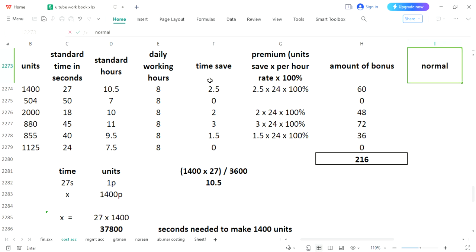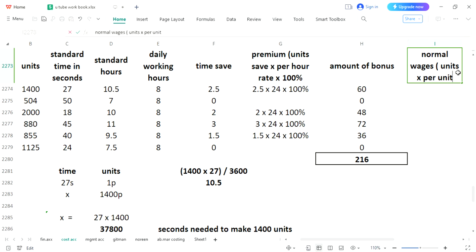Normal wages. And how would you calculate these normal wages? Procedure is very simple, and you will follow a formula where you will take units and multiply by per unit.